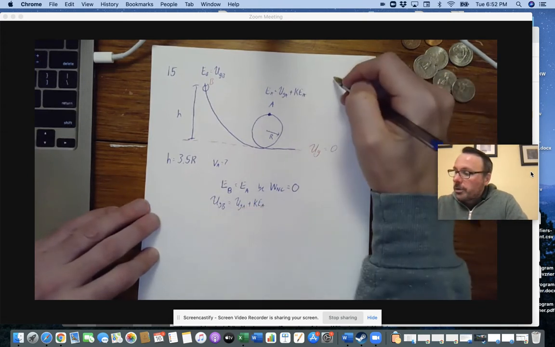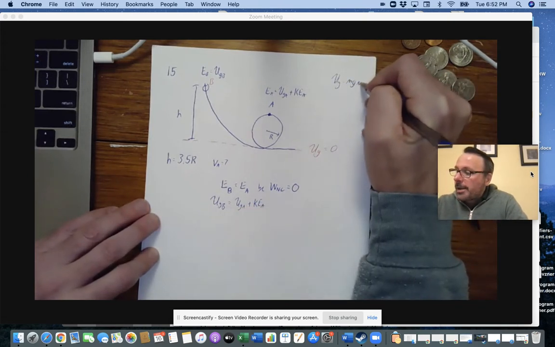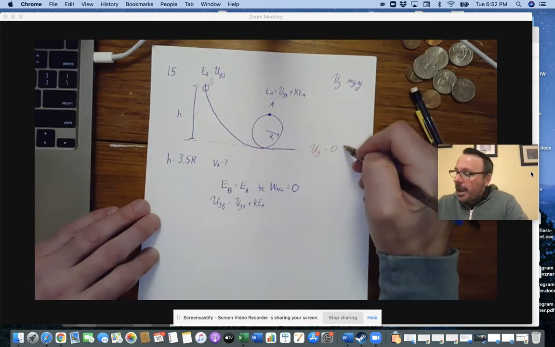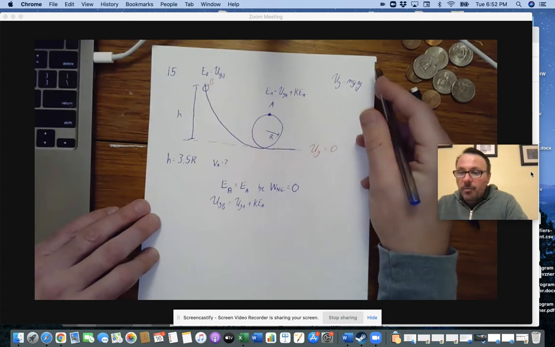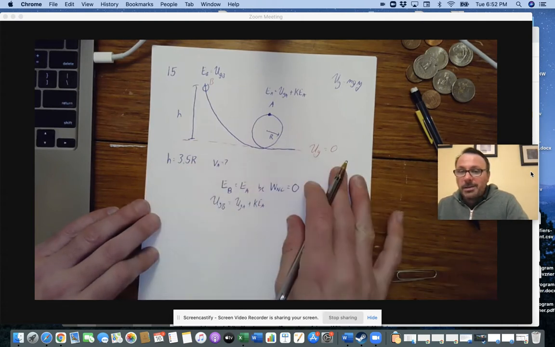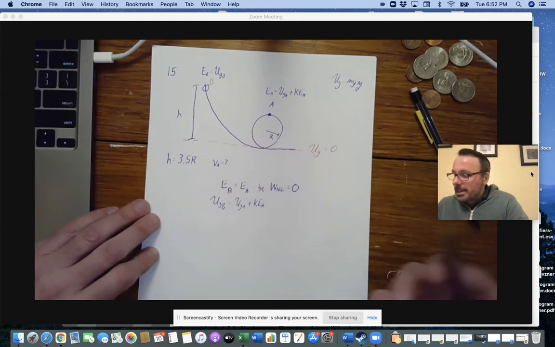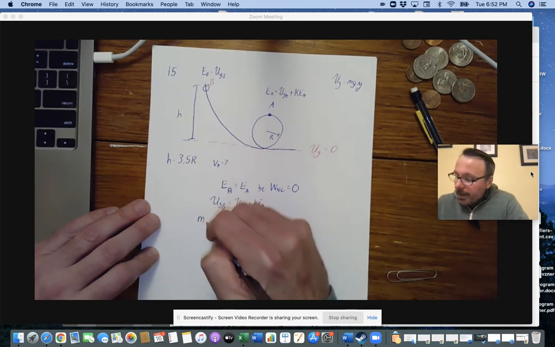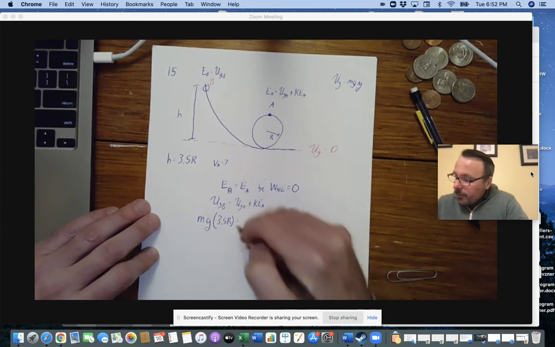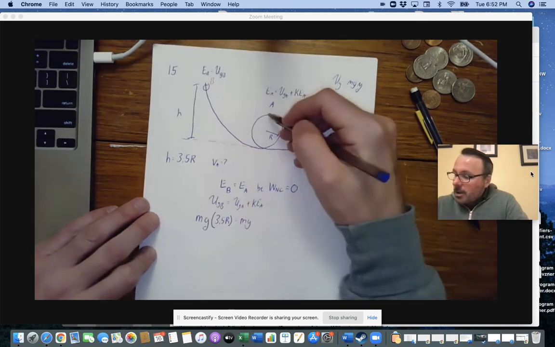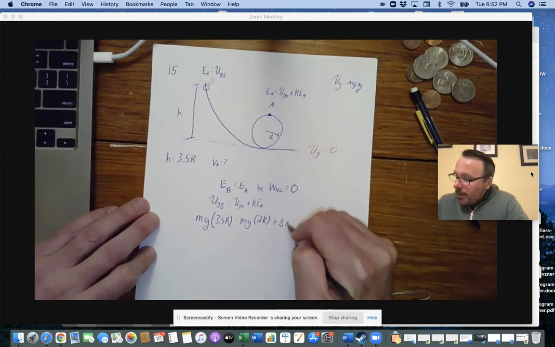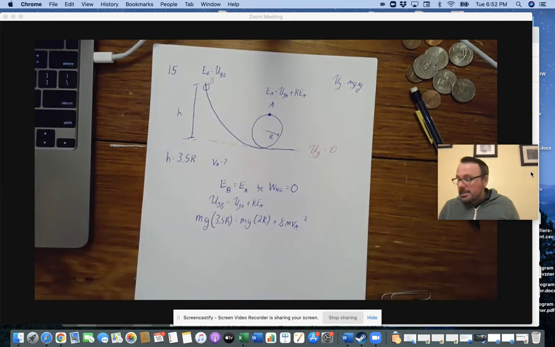I know the equation for U_G is just mgy, and y is measured, remember, from our U_G equal to 0 line. Any position above that line has a positive y value. Any position below that has a negative y value. I made the lowest point the 0 level, so I don't have to worry about negative y's in this. So what do I have here? I've got mg times 3.5 r is equal to mg times, and then what's the height of A? Well, that's 2 radii above the ground, plus 1/2 m v_A squared. Oh, look at this, nice and simple.